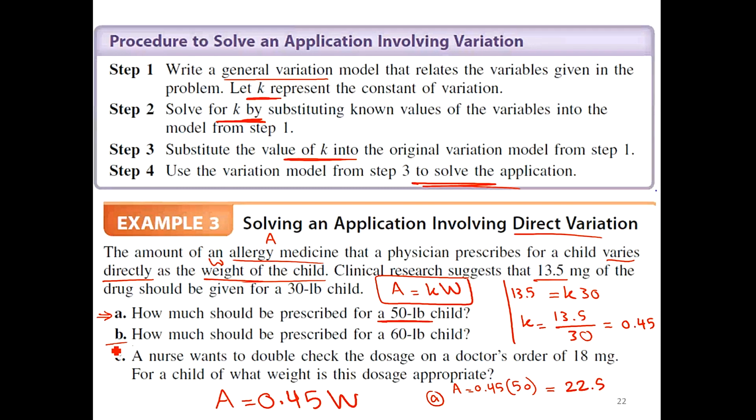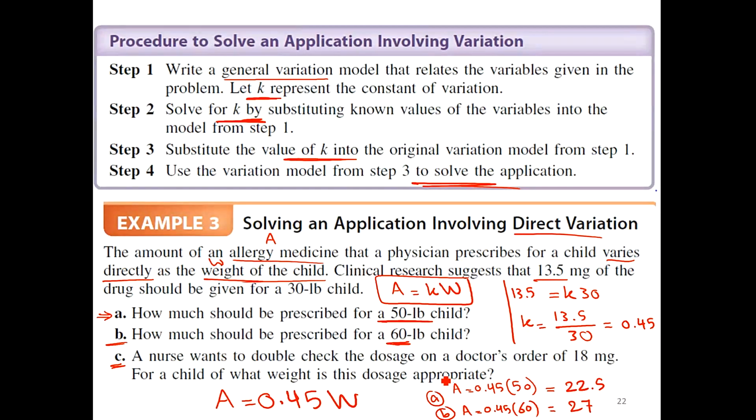Also for B, this is with weight 60, so A equals what? 0.45 multiplied by 60. This equals 27 milligrams dose.